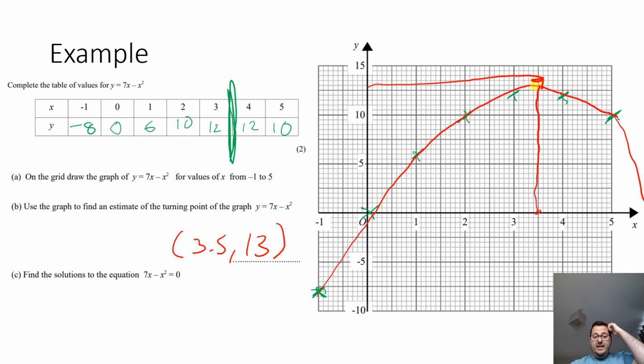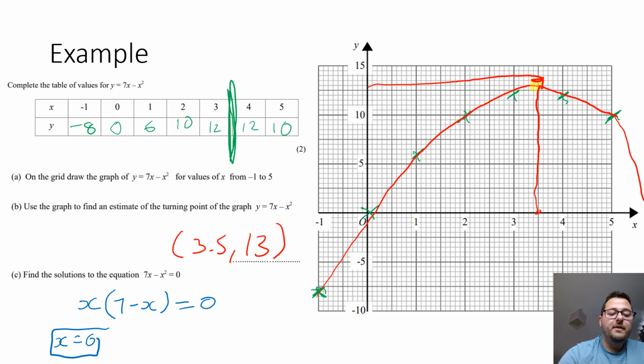Okay. And then C says find the solutions to the equation 7x minus x squared is 0. So this is a bit of a separate one, but we'll do it anyway. So let's ignore the graph, let's just factorise this for now. So we can factorise an x. So this is x brackets 7 minus x equals 0. So we're saying that these two things times together to make 0. Well, that means one of them's got to be 0. So either x is 0 or 7 minus x is 0, but that's the same as saying x is 7.